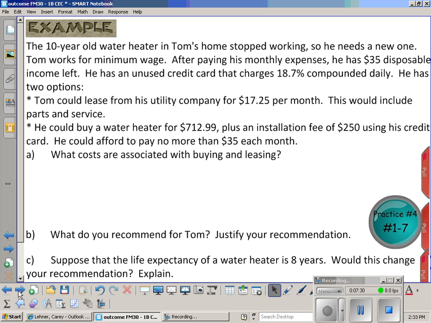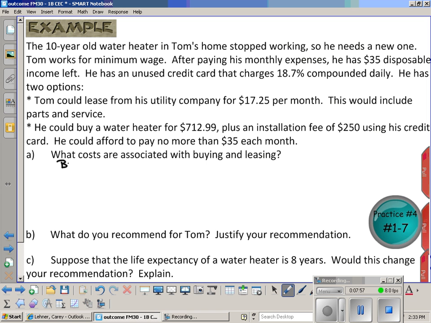Tom could lease from his utility company for $17.25 per month. This would include parts and service. Or he could buy a water heater for $712.99 plus an installation fee of $250 using his credit card. He could afford to pay no more than the $35 each month. So what costs are associated with buying and leasing?